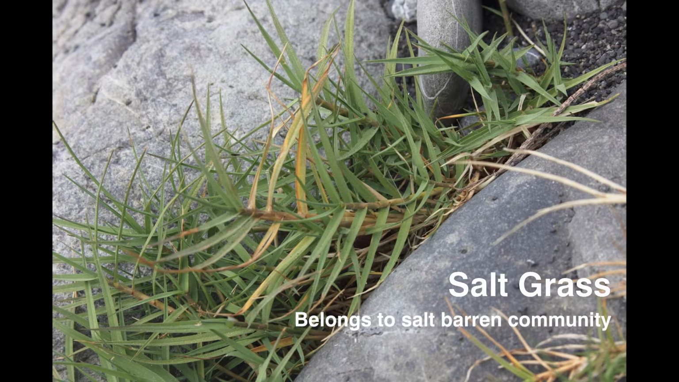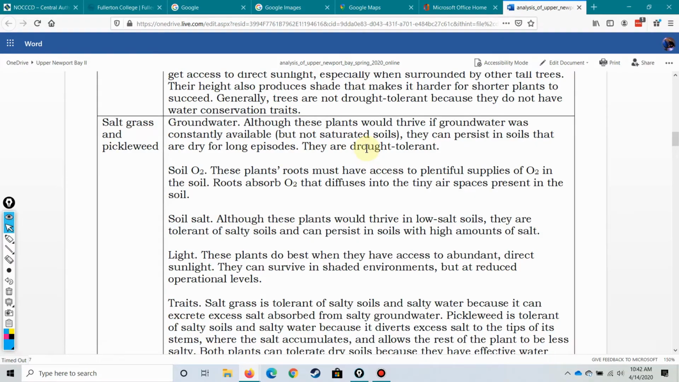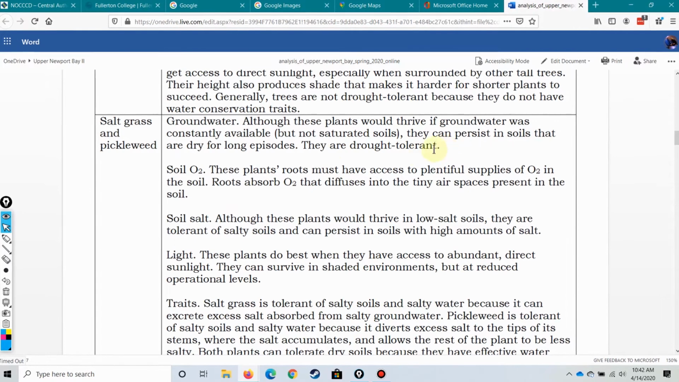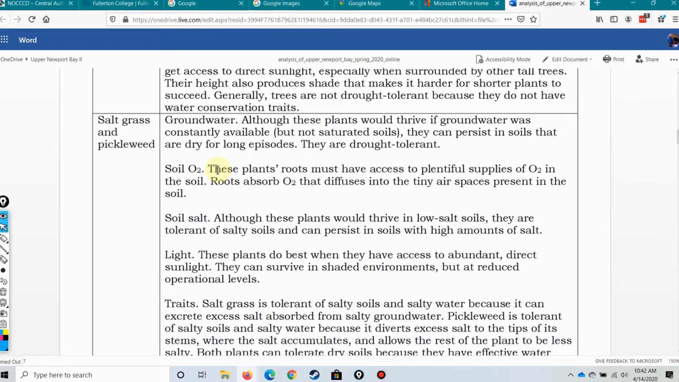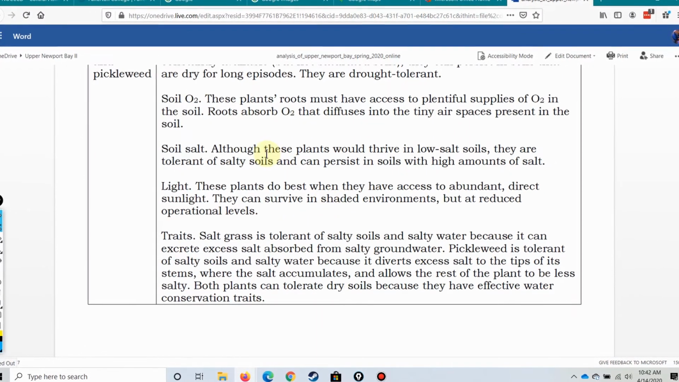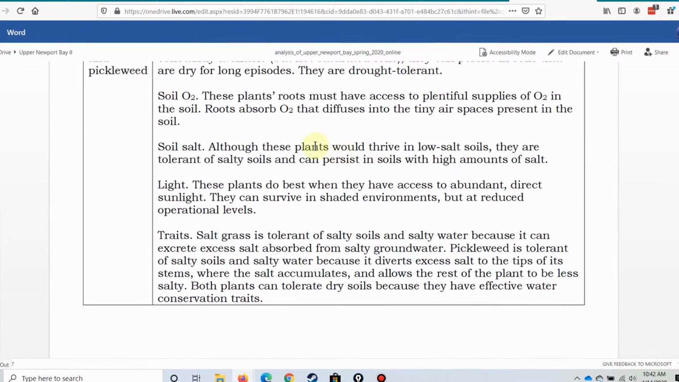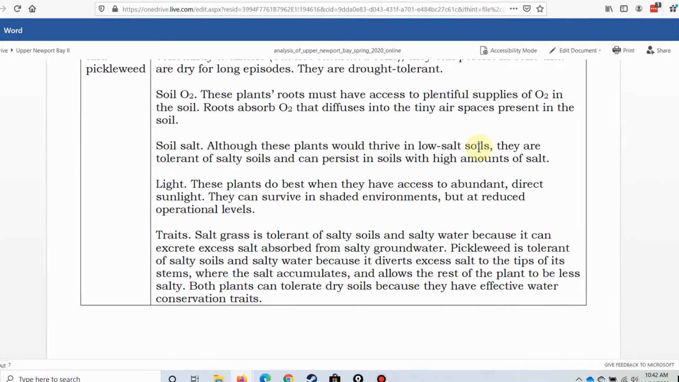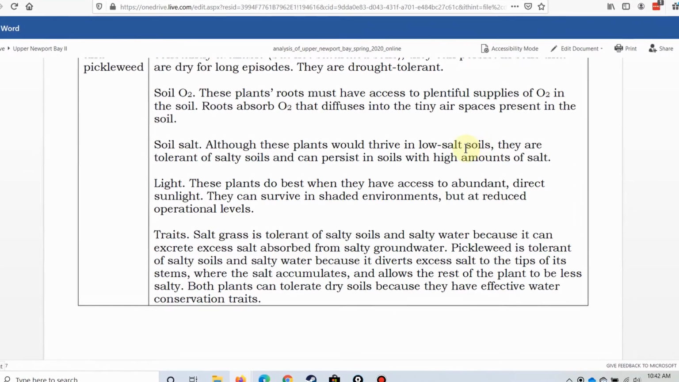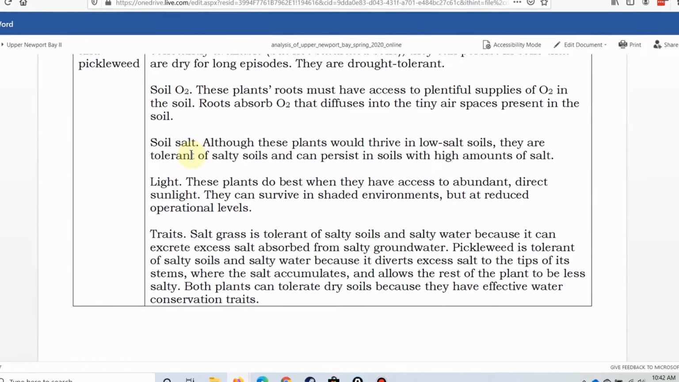So saltgrass and pickleweed, we found those in the salt barren. They can do okay if there's not much groundwater, so they are drought tolerant. But they do still require high amounts of oxygen in the soil. But they can also deal with high amounts of soil salt. Even though, as I mentioned here, they do fine in low salt soils. They don't need high amounts of salt in the soil, but if there's high amounts of salt in the soil, they're able to tolerate it.